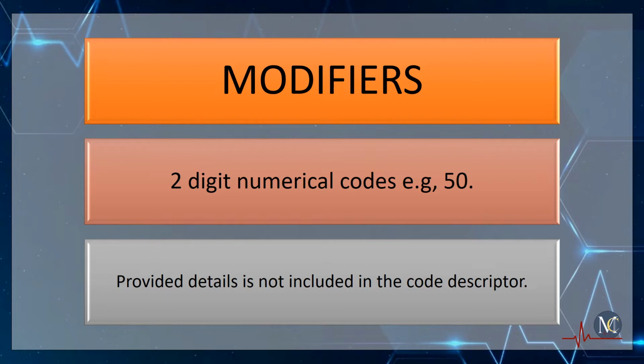A modifier may be appropriate when the service or procedure has both professional and technical components, was increased or reduced in comparison to what the code typically requires, was provided to the patient more than once, more than one provider performed the service or procedure, or more than one location was involved.